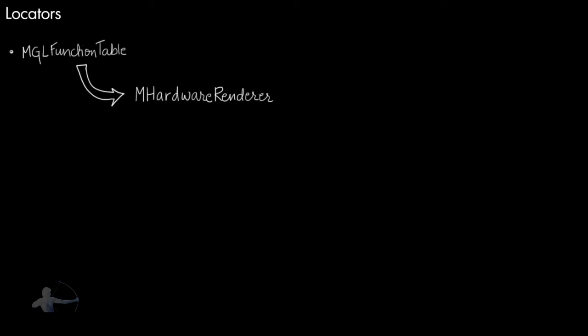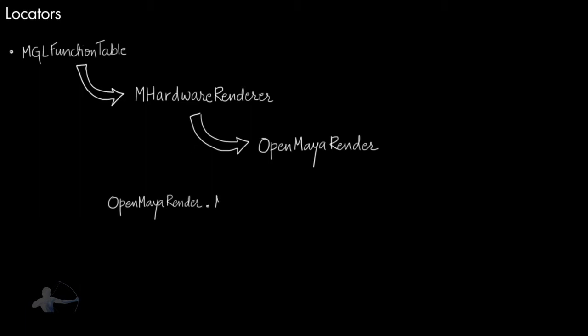This class provides the functionality of the hardware renderer. So using this hardware renderer, we will grab the pointer of MGL function table, and then we will start using our OpenGL functions. mHardwareRenderer is the part of OpenMayaRender. So first we will use OpenMayaRender, and then we will use mHardwareRenderer.